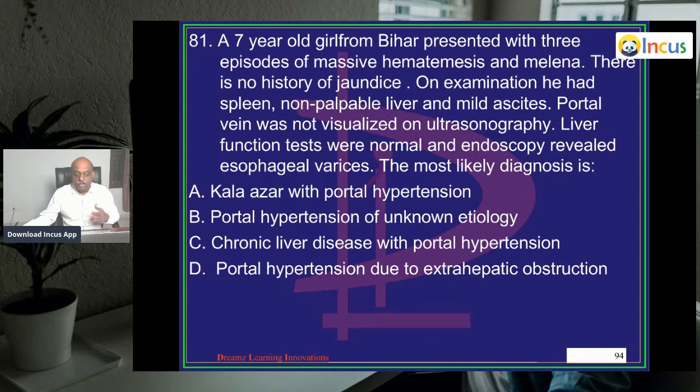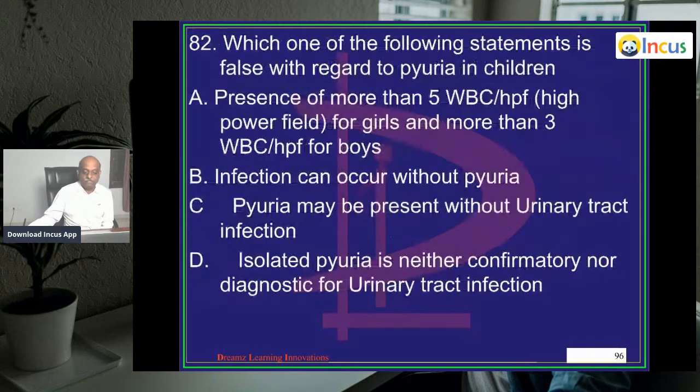A 7-year-old girl from Bihar, 3 episodes of massive hematemesis. We already discussed this yesterday. If you missed it, please go back to yesterday's YouTube video, right? Non-palpable liver, mild ascites, no jaundice. No jaundice, that is a clue. So that is classically portal hypertension due to extrahepatic obstruction, which is the most common cause for the development of portal hypertension.